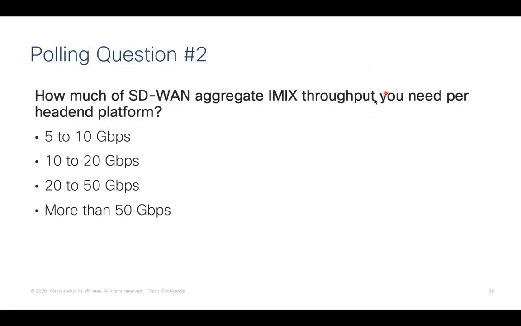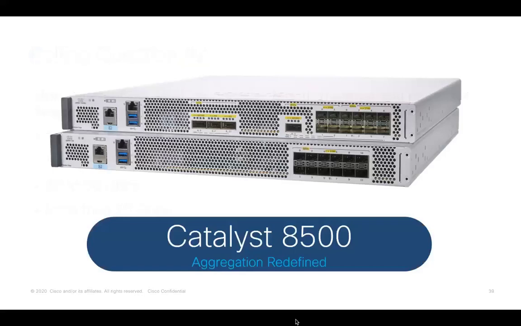I wanted to ask this question just before we dive into the Catalyst 8500 Edge platform, which is there for aggregation in the SD-WAN portfolio. So this is the platform for SD-WAN as well as non-SD-WAN aggregation use cases. That is the main reason. When you said 10 to 20 Gbps of SD-WAN IMIX is good enough, that excites me because this platform will deliver more than what you require. Let's look deeper into that.